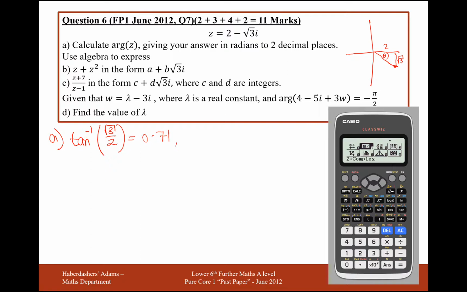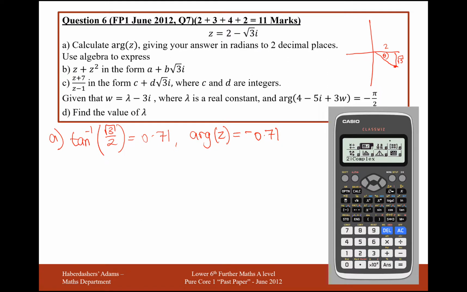The argument of z is not 0.71. Remember, any complex numbers that are on the bottom of the Argand diagram are negative, so the arg of z is minus 0.71. Let me just show you how you can check that on your calculator.